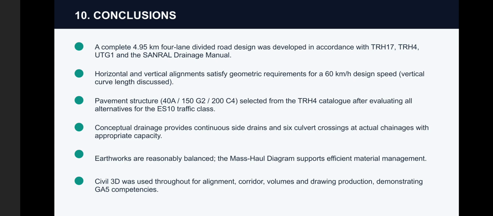Conceptual drainage provides continuous side drains and 6 culvert crossings at actual chainages. Earthworks are reasonably balanced and supported by the mass haul diagram. Civil 3D or AutoCAD was used throughout for the alignment, corridor modeling, volume calculation, and drawing production, thereby demonstrating my GA5 competencies.